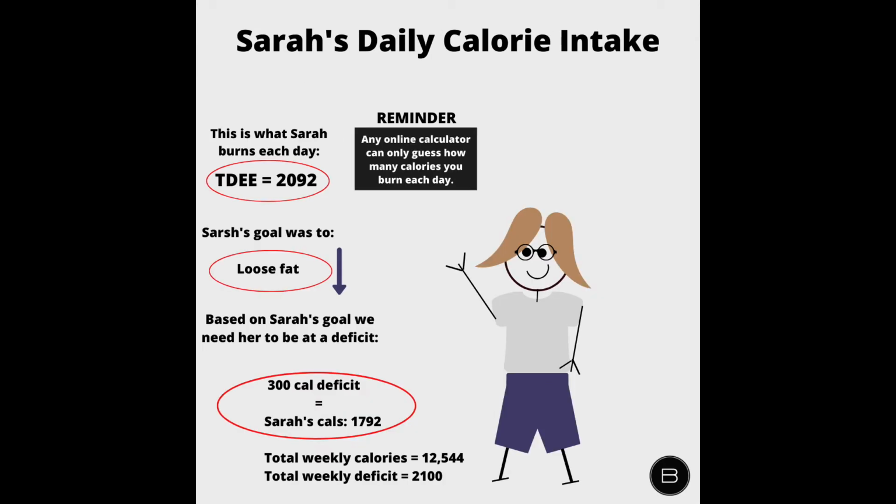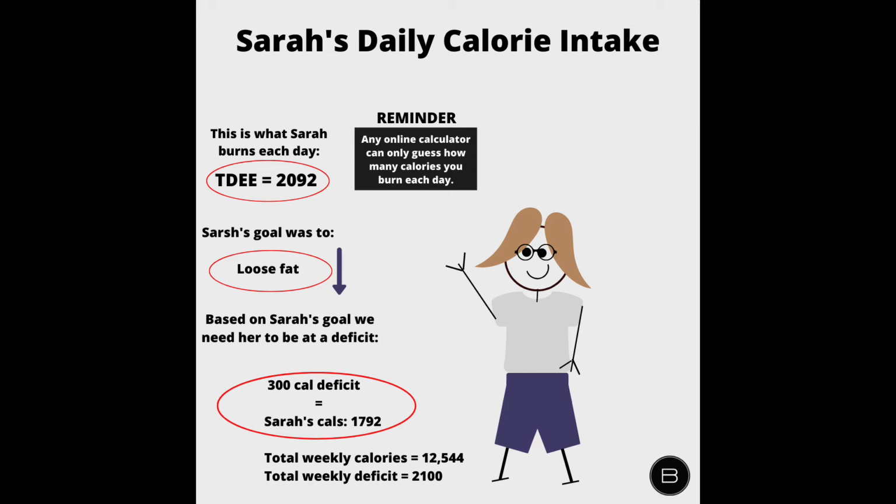We've got Sarah's total daily energy expenditure, but just remember that any online calculator, guys, is only a guess of how many calories you burn each day. However, it's a really good starting point. Now, we know Sarah's total daily energy expenditure is 2,092. She wants to lose fat. Now, it's a really good starting point to start off around about 15 to 20% of your total daily energy expenditure, which means we're going to put Sarah at roughly a 300 calorie deficit, meaning Sarah's total calories for her day is 1,792 calories. That is a total weekly calorie intake of 12,500 calories.